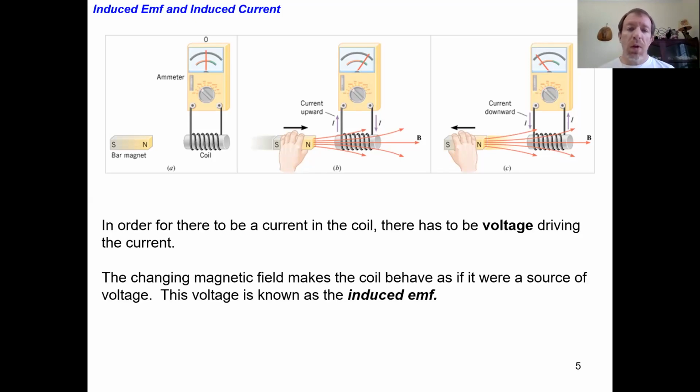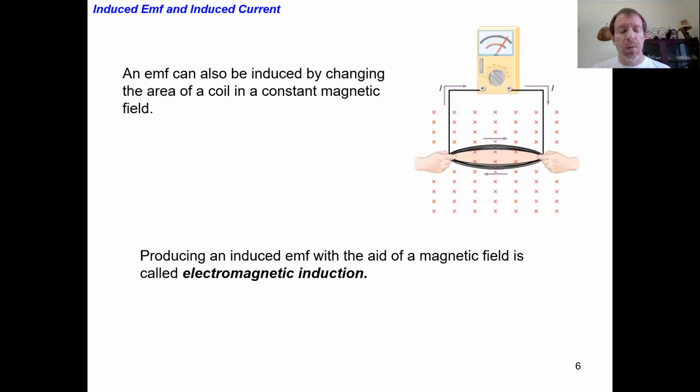Okay. So if there's a current, then there's got to be a voltage driving that current. This voltage, we're going to use the old archaic term EMF for it, electromotive force, which isn't really a force, but whatever, EMF. EMF and voltage are interchangeable. But this induced voltage, we're going to call an induced EMF. Okay. So changing the magnetic field through the coil causes an induced EMF.